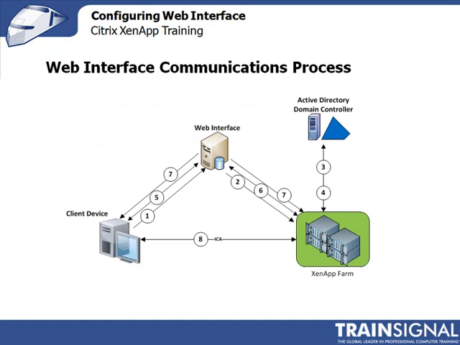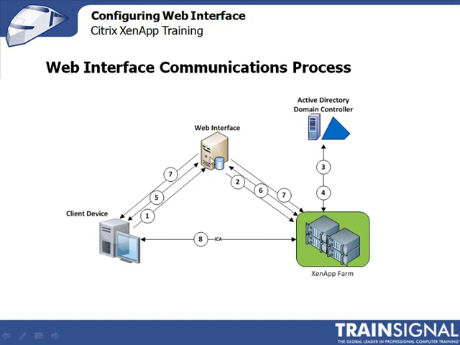All right, so the Web Interface communications process. Web Interface is a web portal that users can visit, authenticate with Active Directory credentials, and get access to a list of applications they have access to and connect. Now, how does this process flow? It starts at the client device. The user operating it is going to open a browser and point to the Web Interface. That's step number one. Once they point to the Web Interface, it's going to prompt them to log in. The user is going to have to provide Active Directory credentials.